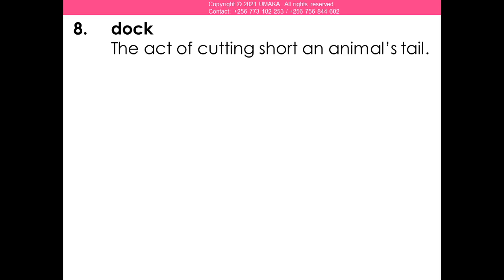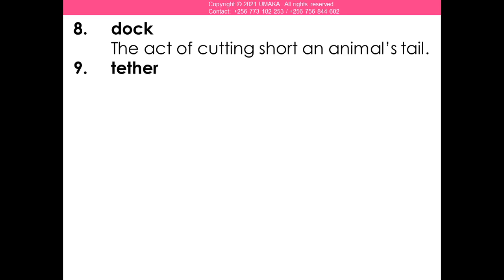Two, to have animals that are clean. Some animals have problems when they are defecating. They tend to have the dung around their tails. It stays there. So when you dock them, you're going to have them clean. So scientifically, docking is a good practice. But animal rights defenders say docking hurts them, it is another way of torturing animals. So everyone say dock. Dock is the act of cutting short an animal's tail.